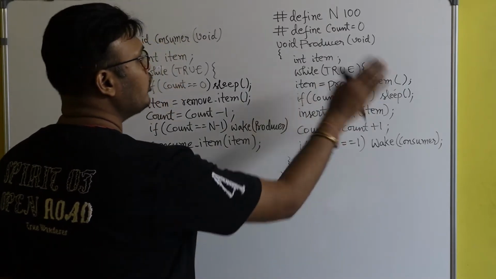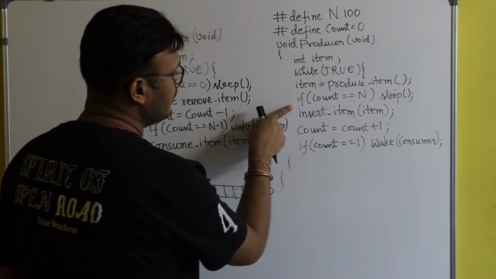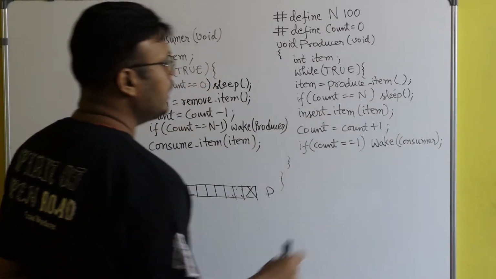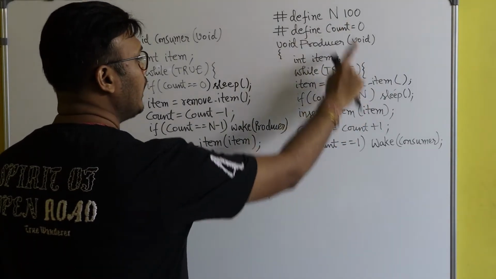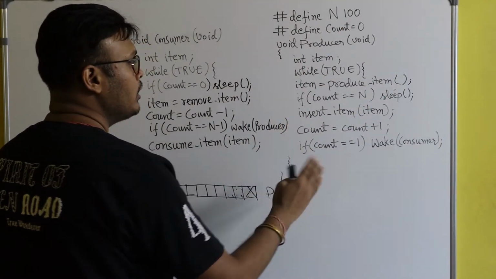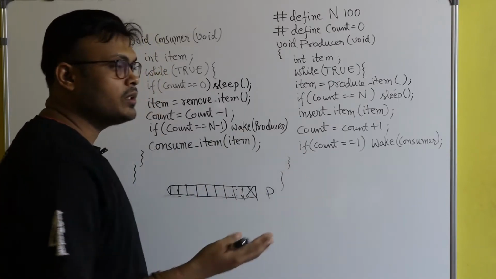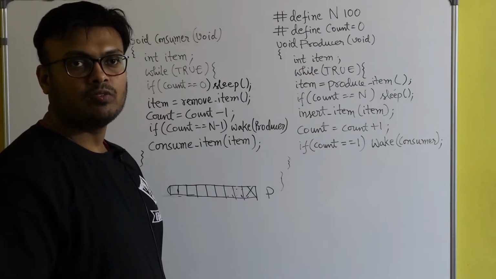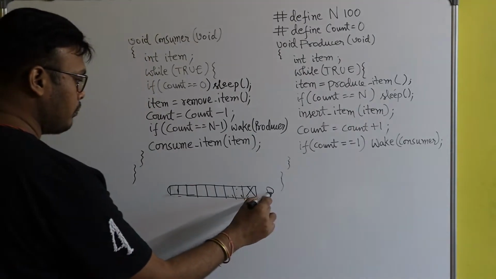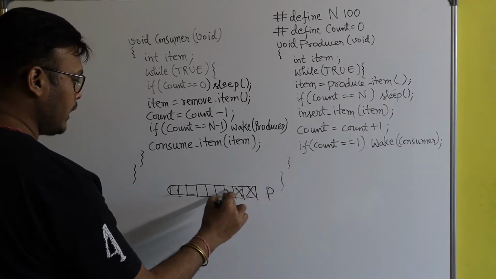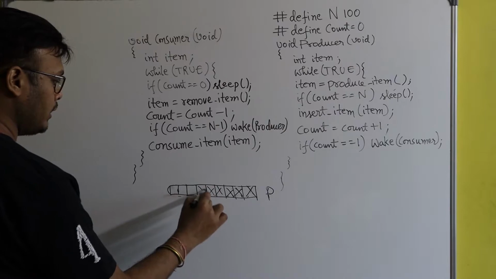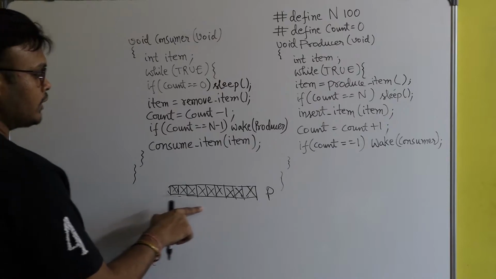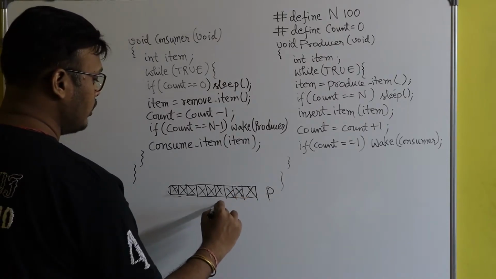So produce_item will produce the item, and now you see this is a condition: if count equal to N, sleep. What does count equal to N mean? N is the size of the buffer, 100. So if the number of items in the buffer is equal to the size of the buffer, it means the buffer is full. Suppose the producer has produced all the items. Now you can see empty slots are not there, and the size of the buffer is N, which is 100.